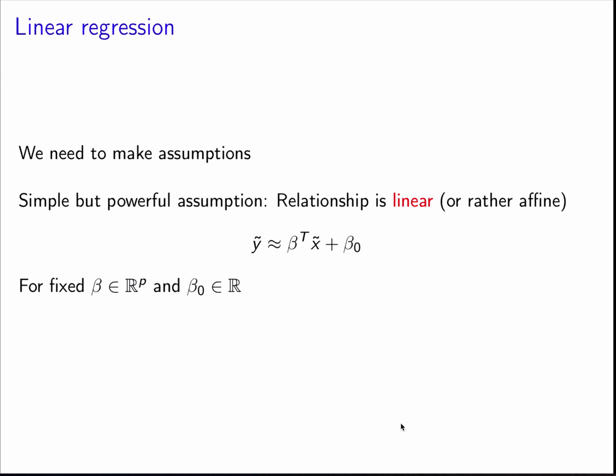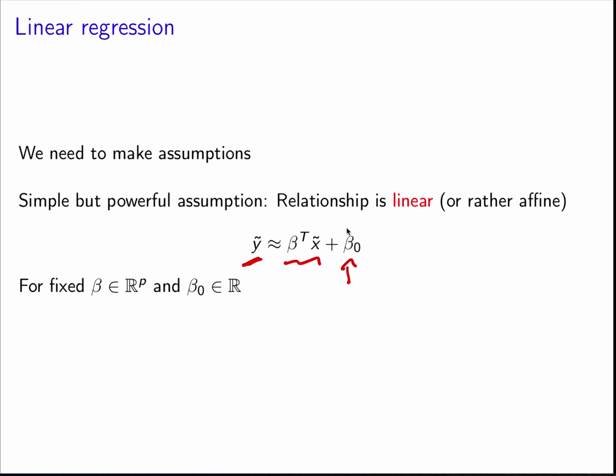Because of the curse of dimensionality, we have to make an assumption when we are solving the regression problem. This maybe the simplest assumption, but a really powerful one, is that the relationship between the features and the response is linear, or rather affine. We'll talk about that in a moment, but you basically have that the response is approximated by a linear combination of the features plus a constant that we call beta 0.